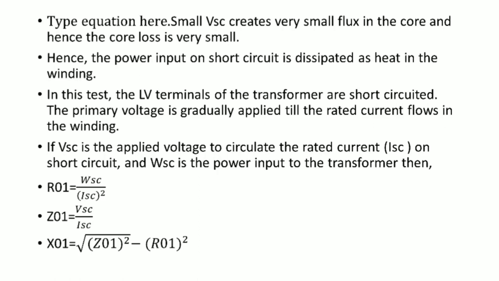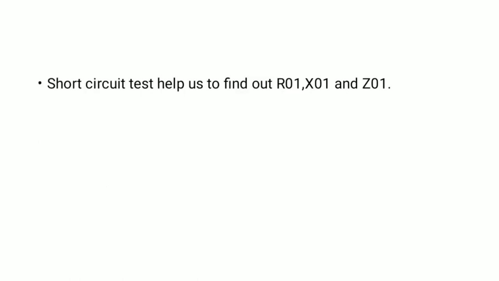So WSC is ISC square R01. With the help of this formula we can get R01. Z01 is nothing but VSC upon ISC, and with the help of Z01 formula we can find out the X01. So short circuit test help us to find out equivalent resistance on the primary side, equivalent reactance on the primary side, and equivalent impedance on the primary side.